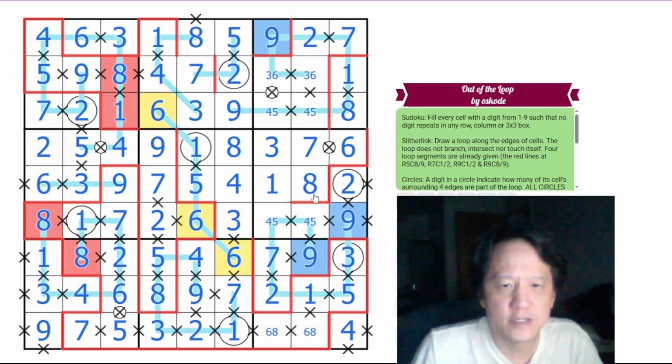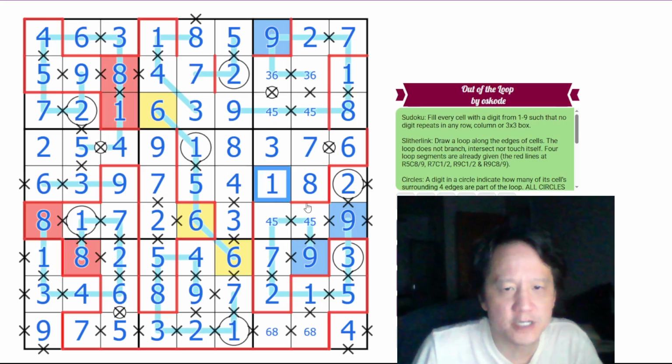So either this slither link goes up here and around, or it connects here. We're not sure which. This must connect to here. So this has to go up. Obviously, it can't connect this way. It could connect here, it could go around. That's fine.